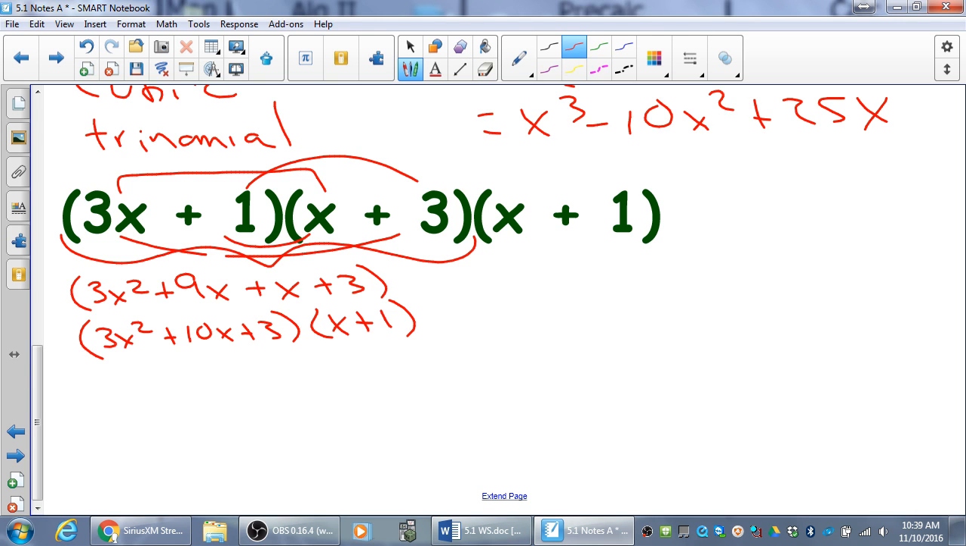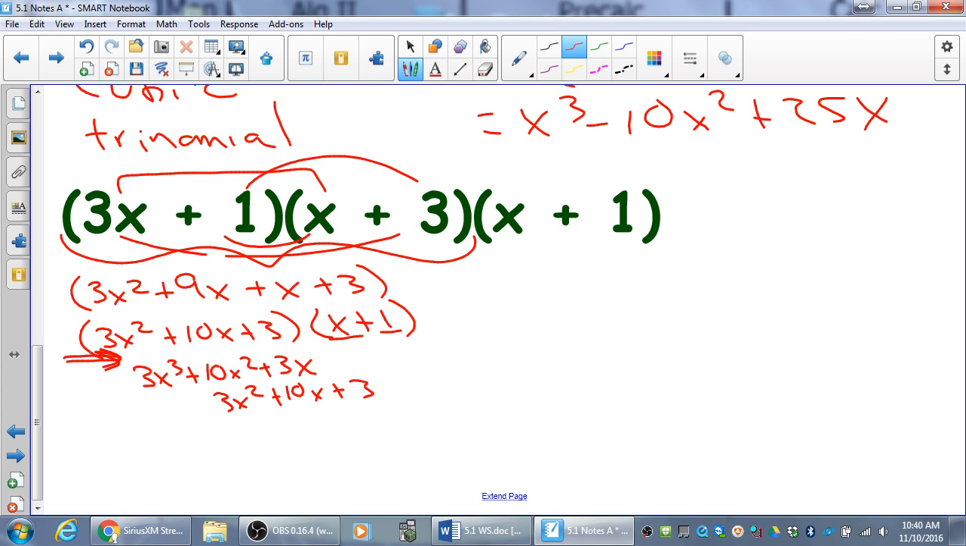Now we have to multiply by the one that's left over, the x plus 1. The way I do this is I distribute the x through there. Distribute the x. Even though it's on the back end, that's okay. Doesn't matter. 3x to the third plus 10x squared plus 3x. So we add 1 to all of the powers when you distribute through. Now we'll distribute the 1 through. Well, that's just 1 times anything is itself. So that means we have 3x squared plus 10x plus 3.